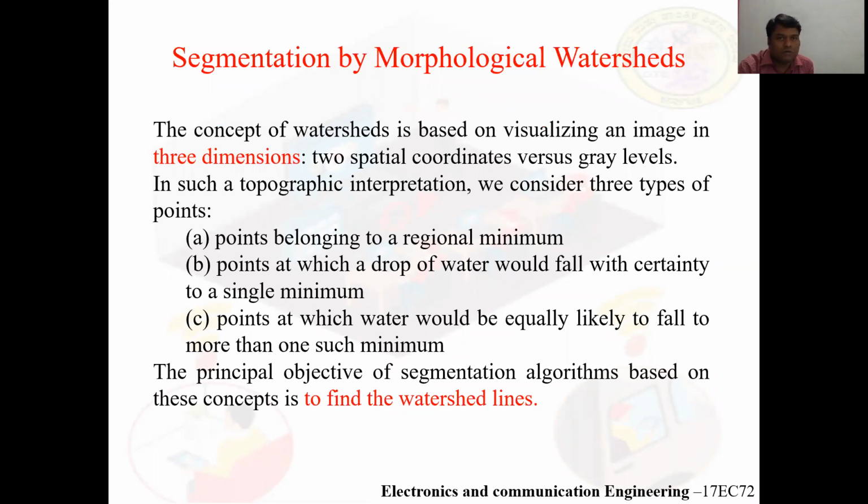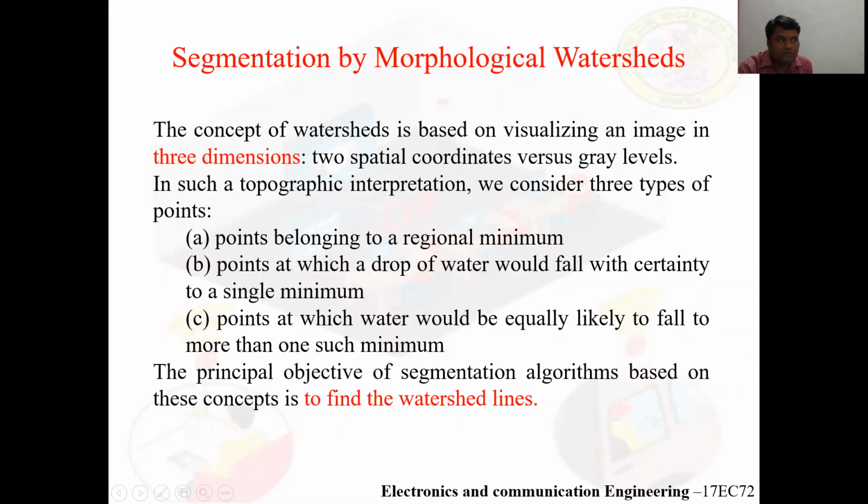Segmentation by morphological watersheds. The concept of watersheds is based on visualizing an image in 3 dimensions, 2 spatial coordinates versus gray levels. In such a topographic interpretation, we consider 3 types of points. Points belonging to a regional minimum, points at which a drop of water would fall with certainty to a single minimum, and points at which water would be equally likely to fall to more than one such minimum. The principal objective of segmentation algorithms based on these concepts is to find the watershed lines.